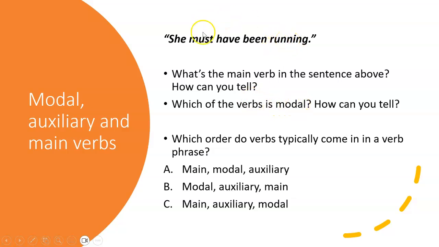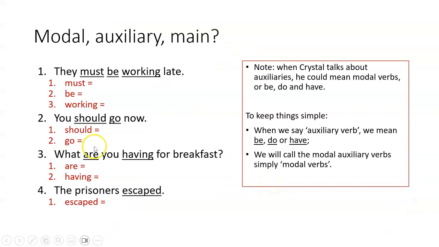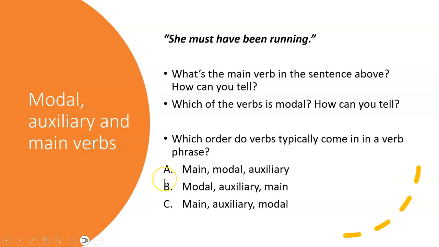Which one is modal? Well, it's part of our list: can, could, may, might, shall, should, will, would, must. Must is our modal verb. And then which order do the verbs typically come in a verb phrase? Well, if we just break it down, we see here's the main verb. The modal verb comes first. The main verb usually comes last. And the helping auxiliary verbs are in the middle. So it's answer B.